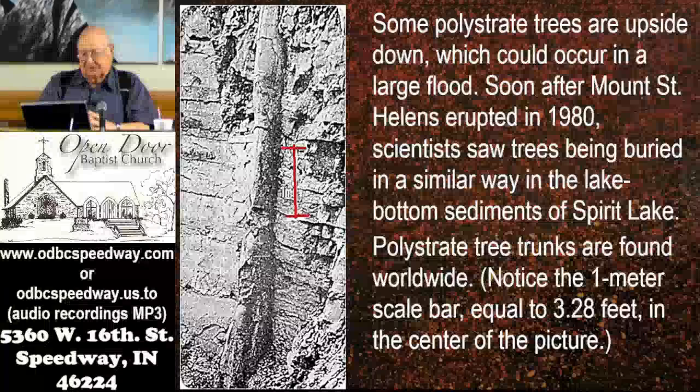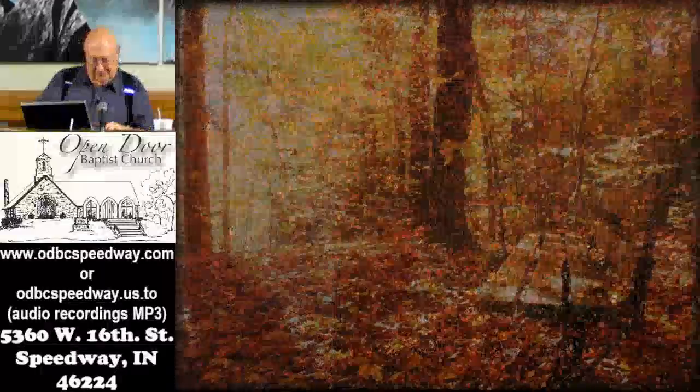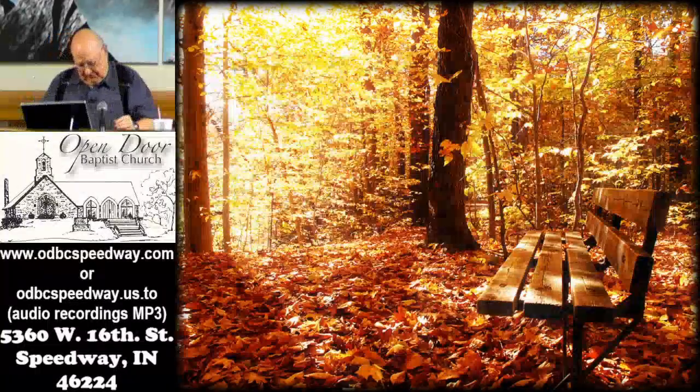And then we close with this thought. Polystrate tree trunks are found worldwide. Notice the 1 meter scale bar equal to 3.28 feet in the center of the picture. So this is no small tree. It was tossed around and buried in the mud. And that at the flood of Noah's day.